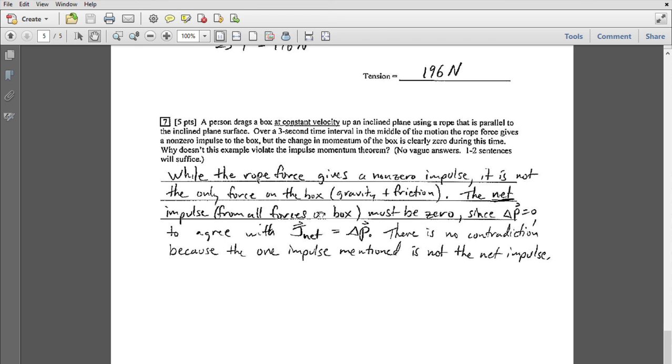But it's not the only force on the box. There's also a gravitational force pulling down and also a friction force pulling back along the direction of the plane. It's true that the net impulse from all forces on the box has to be zero, since the change in the momentum is zero. That's what the impulse momentum theorem says too. But just because the net impulse is zero, it doesn't mean that the impulse delivered by one of the forces is zero. So there's no contradiction with the impulse momentum theorem.